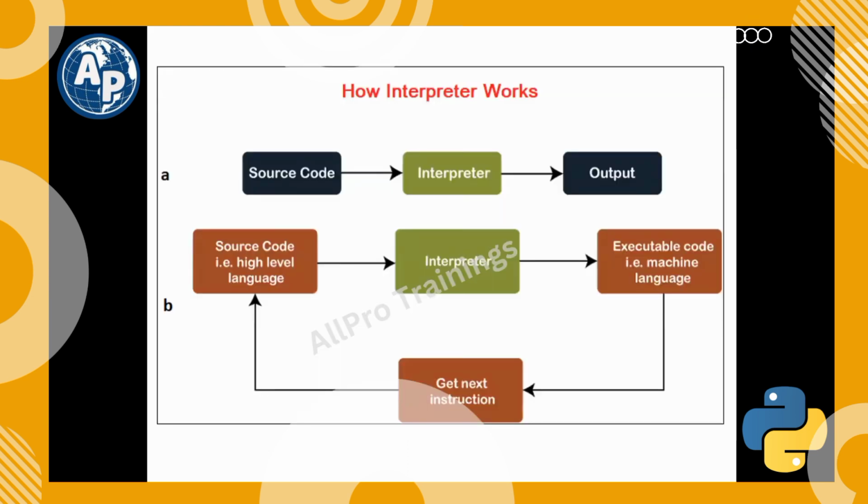So yes, this is the inner working of the interpreter. The source code is nothing but what we have written in Python, and that is fed into this interpreter. The interpreter will read the first line and try to execute that line, and then it will go to the next instruction and execute it. Likewise, it continues. If you have 10 lines of code and you get an error at the fourth line, then at that point itself it stops the execution. So that is the basic work of the interpreter.